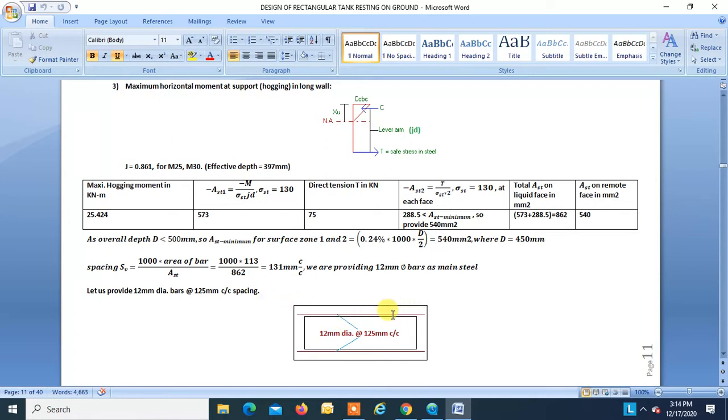Now we are seeing the long panel, that is the long wall of the water tank. The pull in the long wall is 75 kilonewton. For this, the steel is given as T by sigma st. This T divided by sigma st will give us the total steel. Now I have again divided by 2, because whatever total steel we get has to be divided by 2, because the steel required for this will be equally placed on both the faces. Half on this face, half on this face. Similarly, half on this face, half on this face.